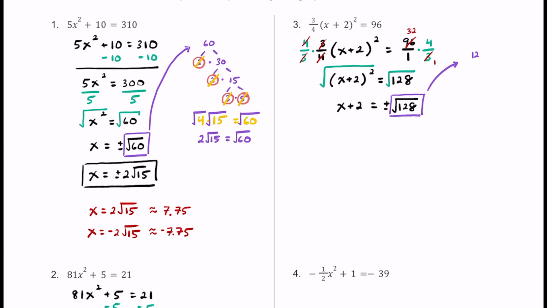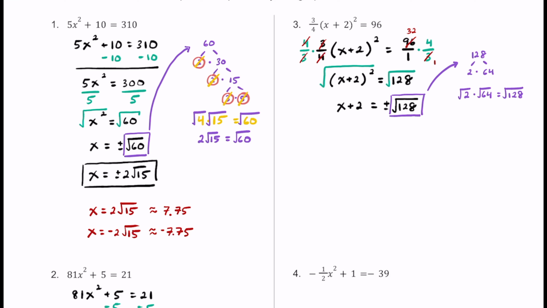So 128, we can break that into maybe 2 times 64, right? And we can break that down if you would like to even more. But we notice here that 64 is a perfect square. So if we have the square root of 2, that would be one of our factors here. And the square root of 64, that would equal the square root of 128. Right? So it's helpful to kind of know that 64 is a perfect square here.